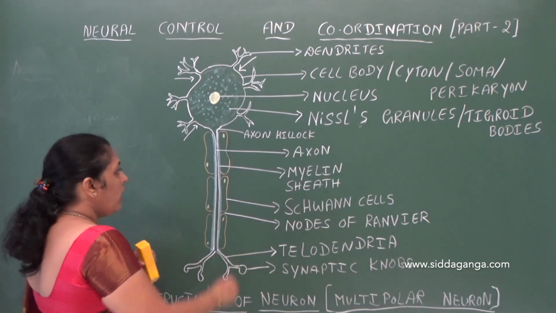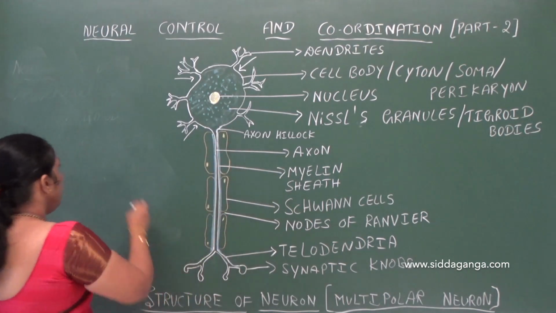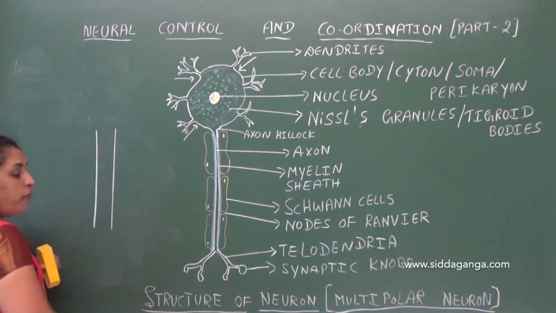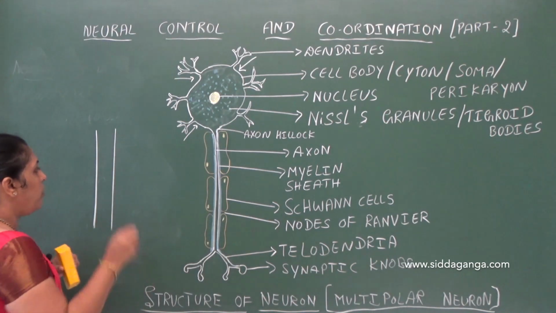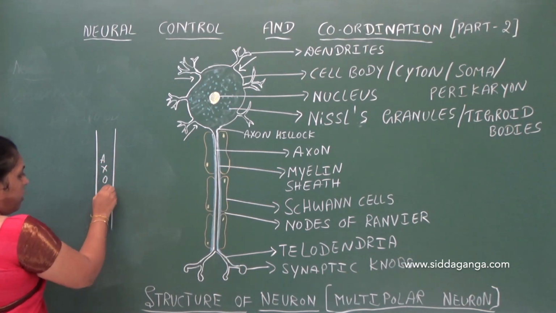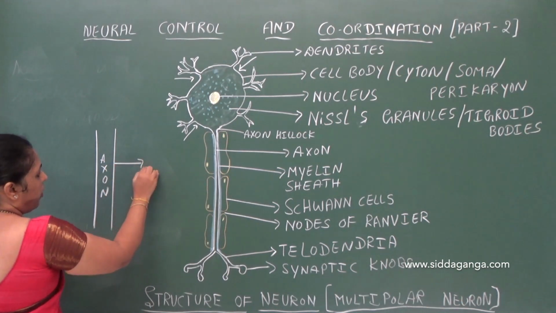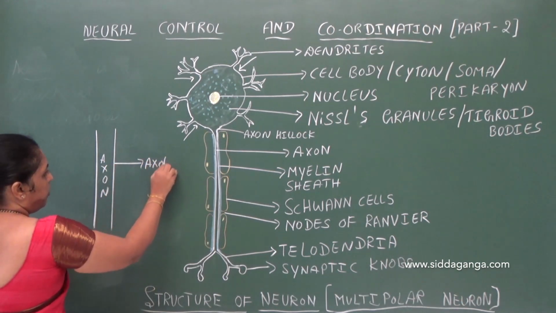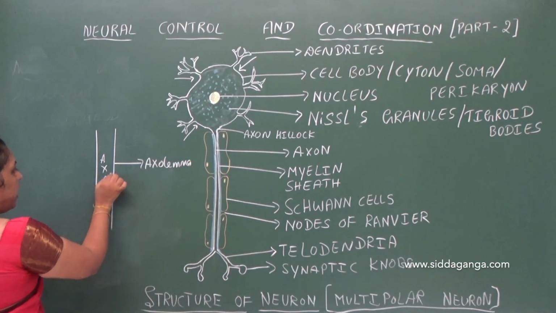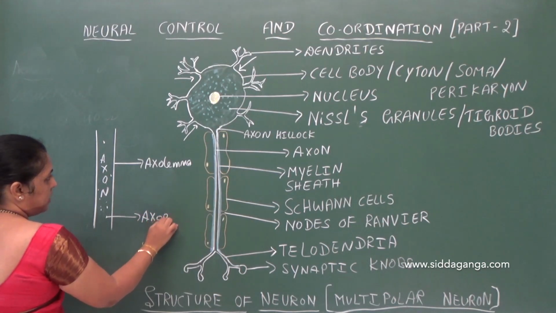Axon hillock, and this axon is surrounded by a myelin sheath. So this is the axon. The plasma membrane covering the axon is called axolemma. Again, the cytoplasm inside the axon is called axoplasm.